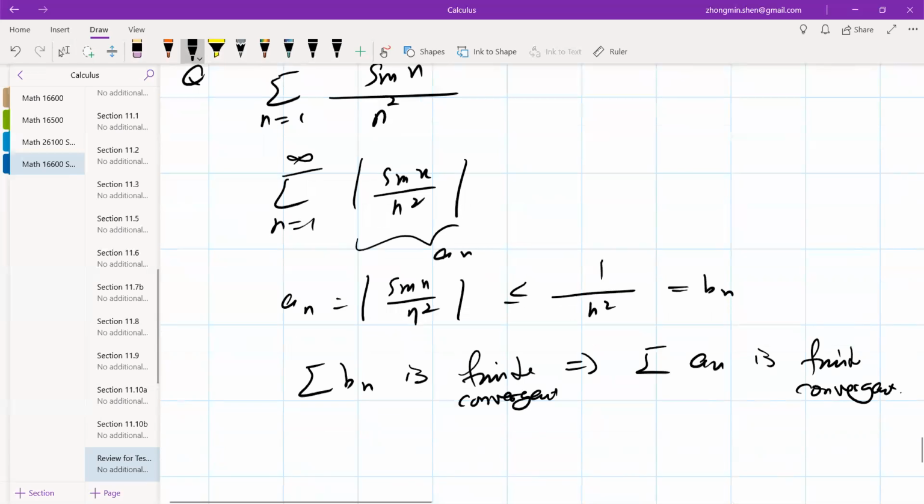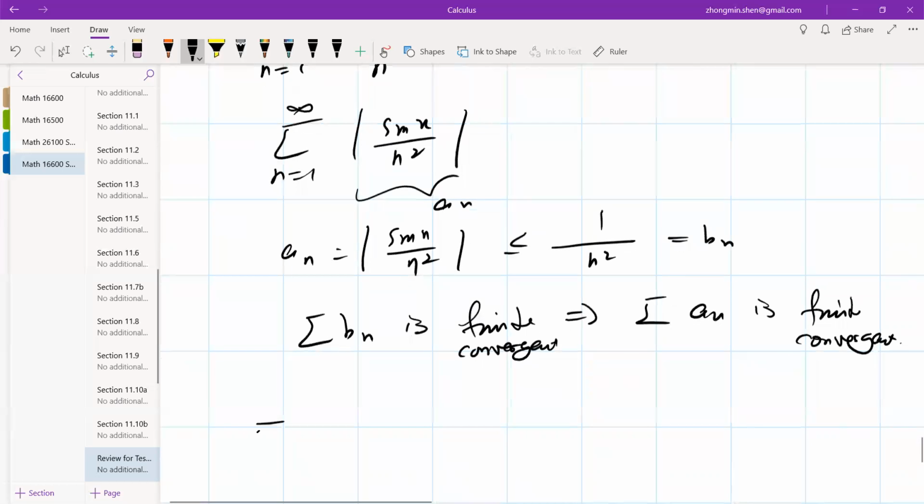Right. So once the absolute value series is convergent, we still have to use the theorem, and this will be convergent. There is a theorem using the absolute value. We don't have a name for that theorem, so you just say this is convergent. That's enough.